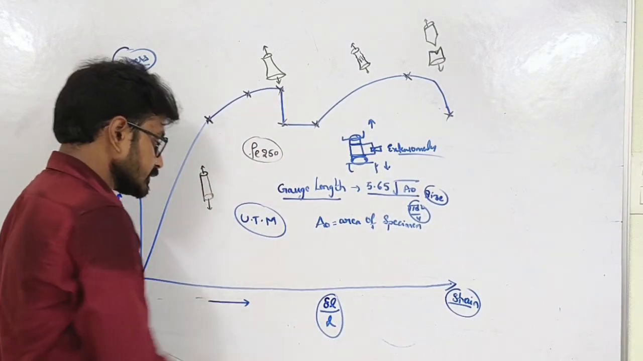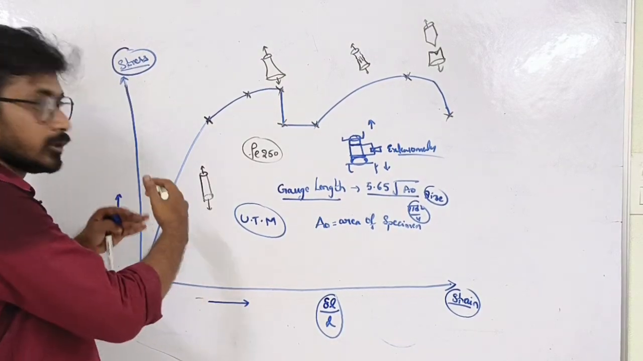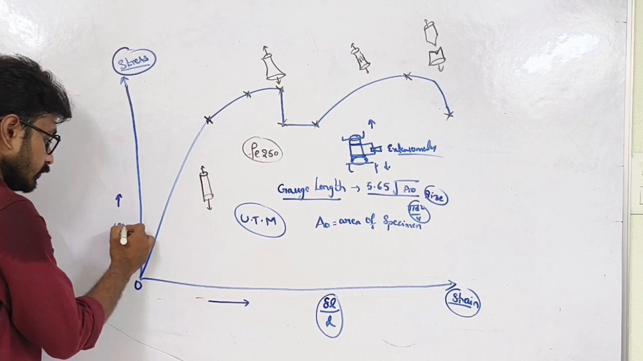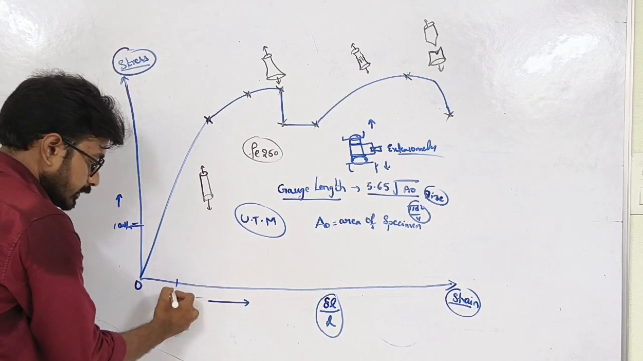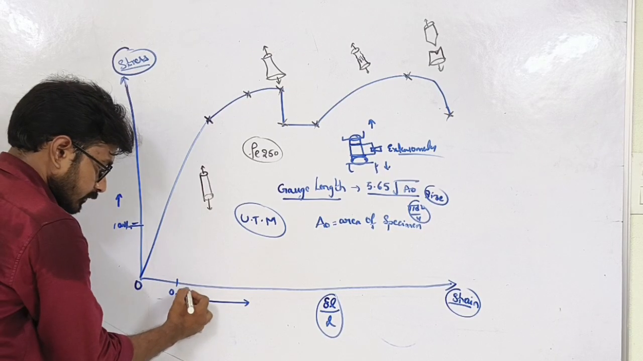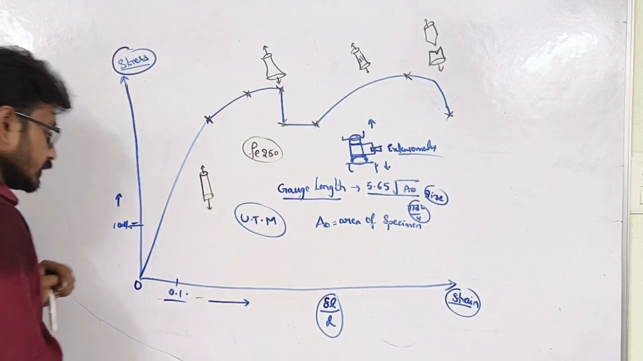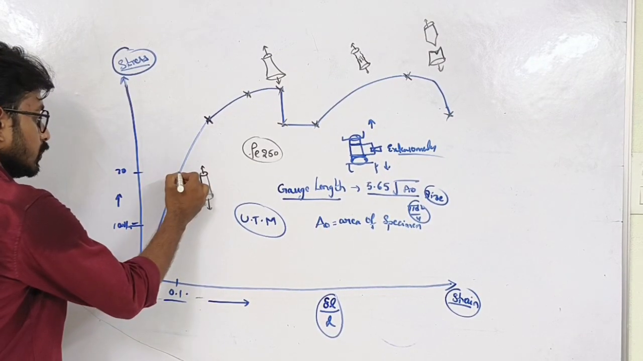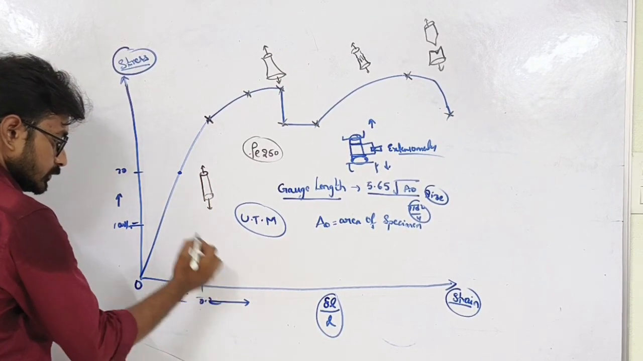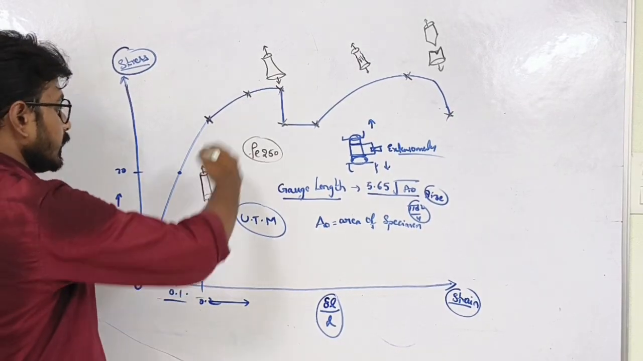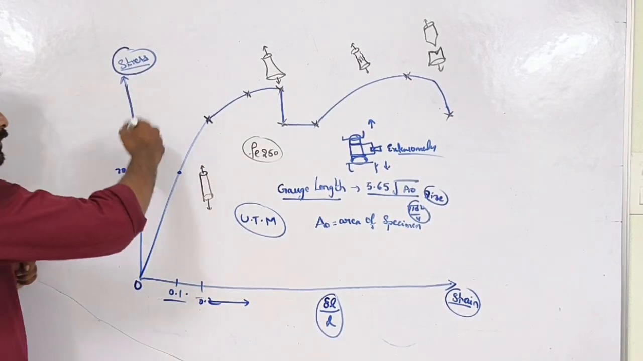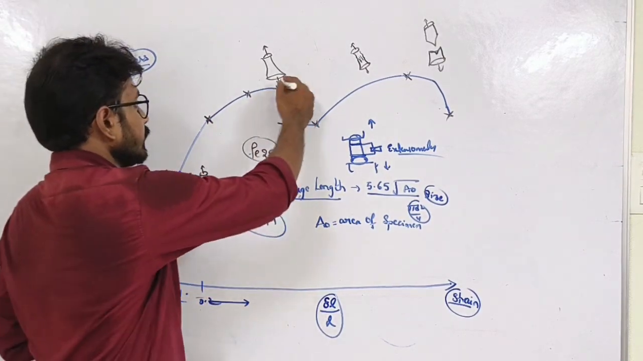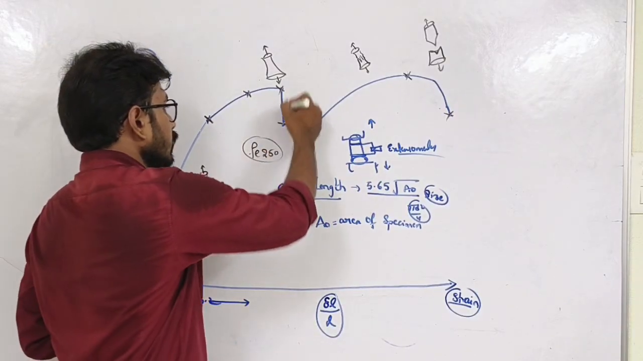As the strain increases with the load, we will plot different values. For a stress of 10 Newton per mm square, we will get, suppose, 0.1 strain. For strain there are no units, right? For 20 we will get another point at 0.2. In this way, as the stress increases, the strain will also increase up to a certain limit. After that we will get a lower yield point.